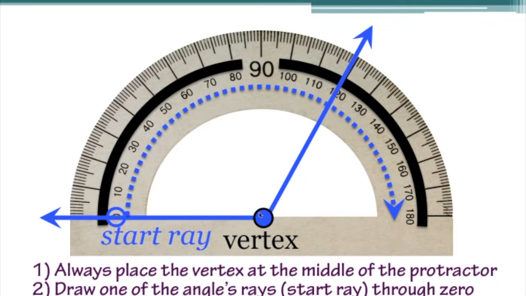And how about this angle? Same thing. We'll start at 0 because that's where our start ray is, and we're going to go all the way to the other ray of our angle, and that's going to bring us just before this line here, and that means the measure of the angle is 119 degrees because that's 120 and right before that is 119.